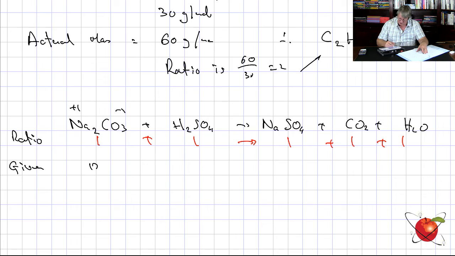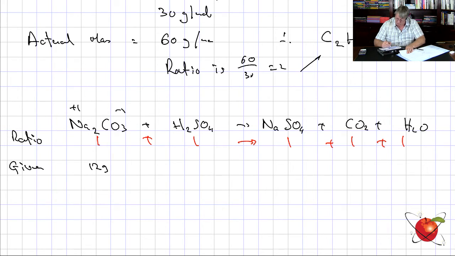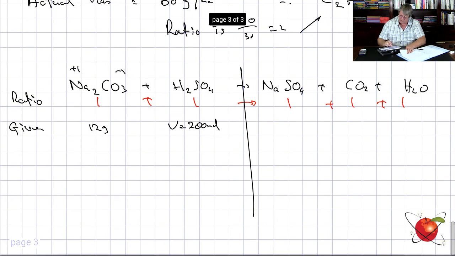And they tell us 12 grams of that. And they say 12 grams of sodium carbonate. Calculate the concentration of sulfuric acid if it was in a 200 ml flask. So we've also been given the volume equals 200 mils. Can you see where we're going? We're going to be doing the same again that we've always done. Let's have a look.